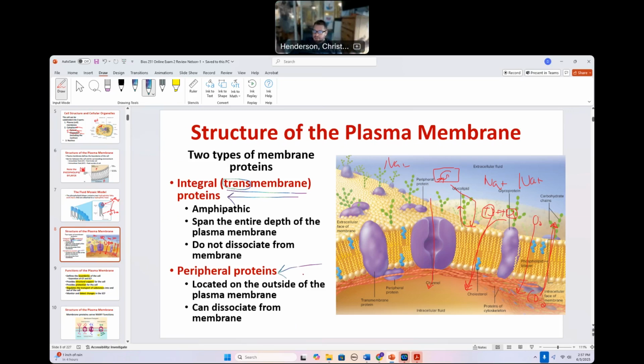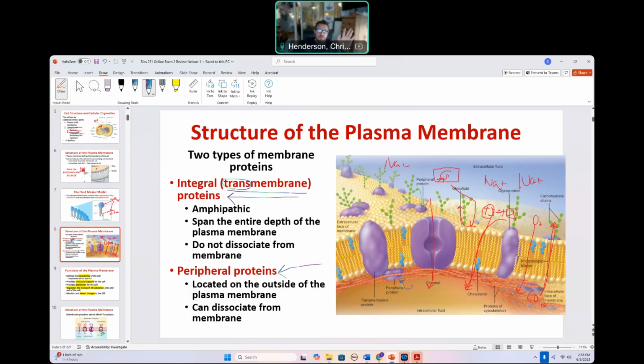Peripheral means on the outside. So you have the peripheral nervous system, that's the outside. So you have peripheral proteins that are on one side or the other. They do not pass directly through. So you'll have some anchor proteins, and some other signaling proteins that are going to be on the outside and the inside of the cell. So that's the main difference.